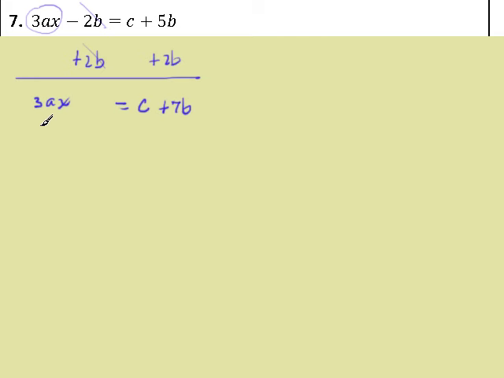All right, now to finish solving for x, we'll divide by 3a, divide by whatever's multiplying x. Make sure you put your division symbol all the way across. All right, now this cancels, and we have x by itself. x is equal to c plus 7b over 3a.